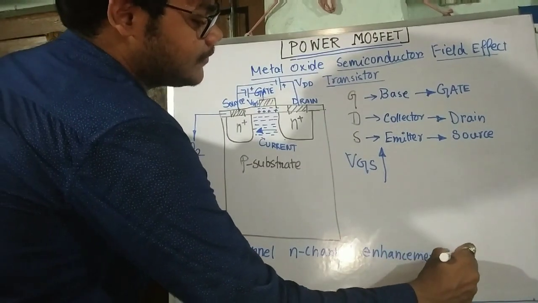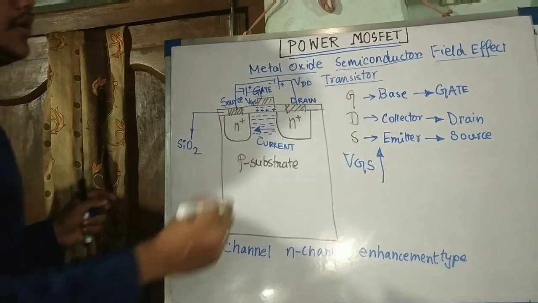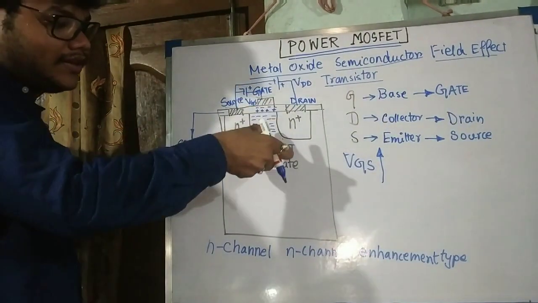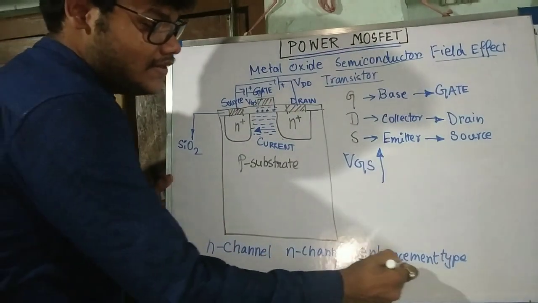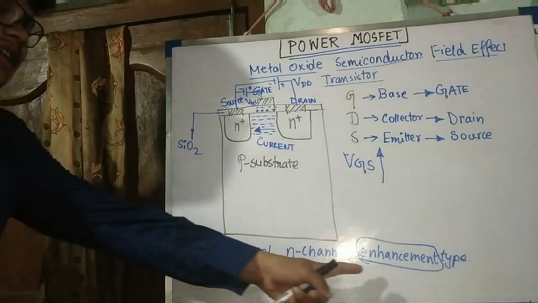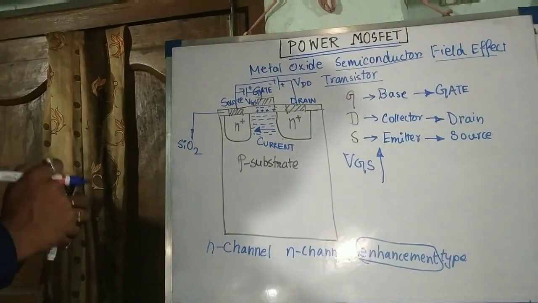Why are they calling it enhancement type? Because if you increase the gate to source voltage, what will happen? The channel width will increase, and that's why the channel width is enhanced. That's why they call it enhancement type MOSFET.